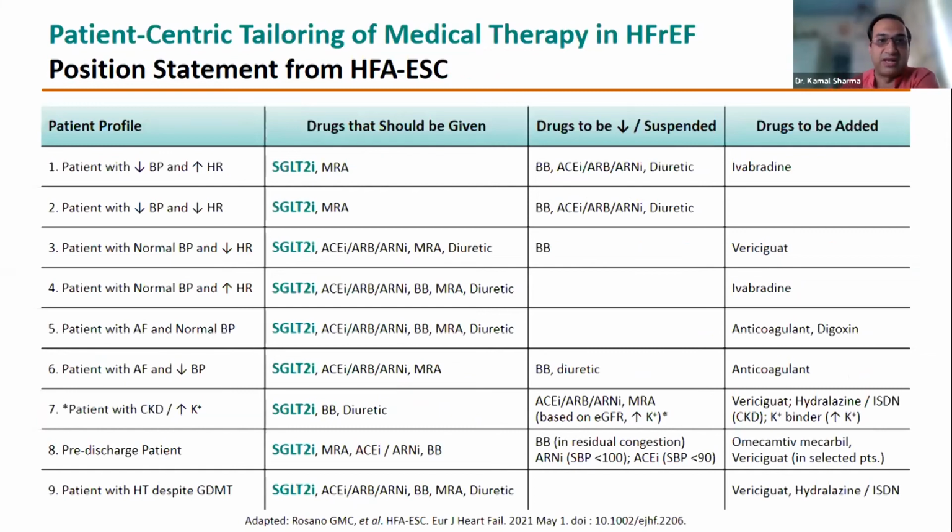So patient-centric favoring and tailoring of the therapy is important, and this is a position statement from the Heart Failure Association of the European Society of Cardiology. Patients with hypertension, increased heart rate, or either of those combinations that you can see on the left side of your screen, SGLT2 should be given to all of them. So you may have other therapies coming in and going out, but SGLT2 has remained a pillar irrespective of heart rate, blood pressure, atrial fibrillation, hypertension, CKD, pre-discharge, post-discharge. All of them can actually be given SGLT2, irrespective of whether you can give other therapies or not. And this is a position statement from the Heart Failure Association of the European Society.